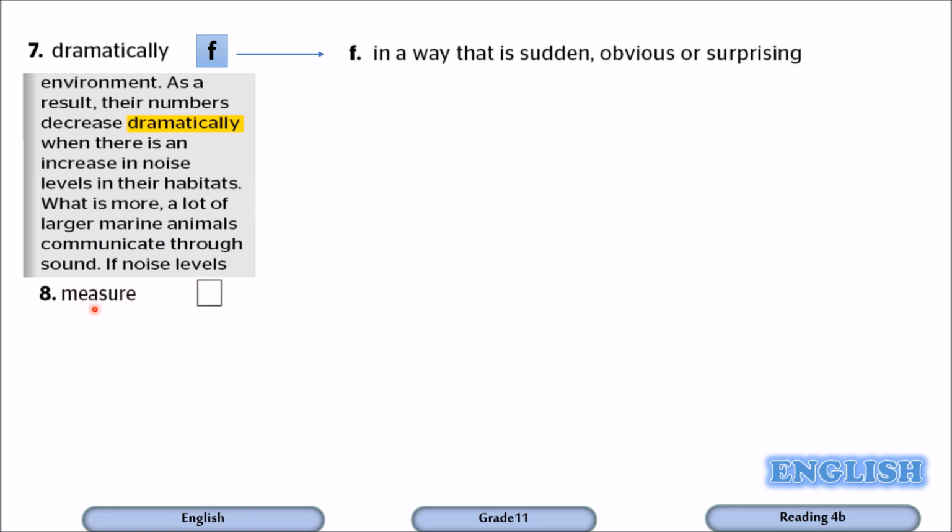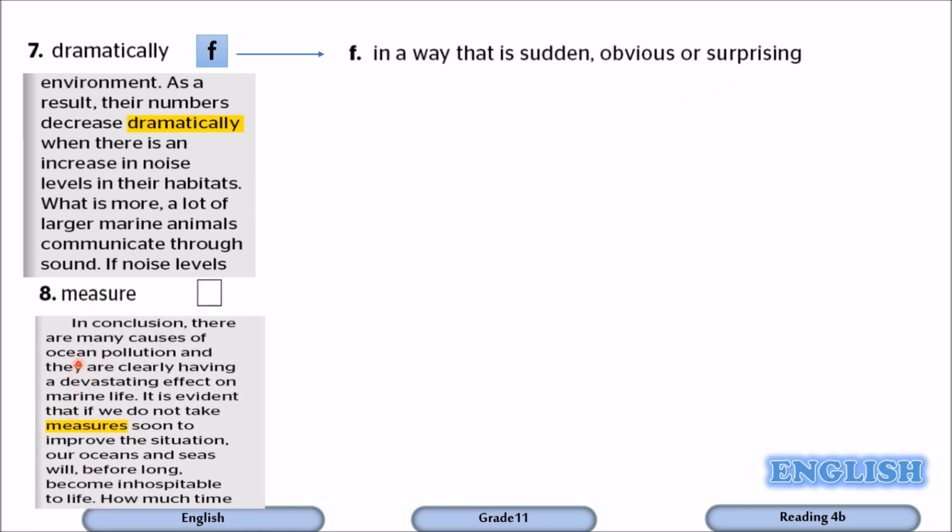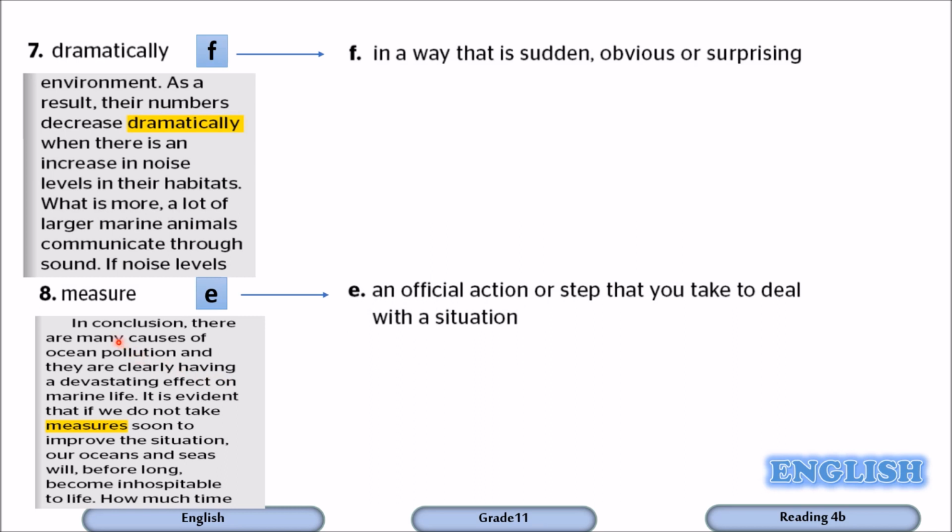Let's move to number 8 and the word measure, and let's read it from the text. In conclusion, there are many causes of ocean pollution, and they are clearly having a devastating effect on marine life. It is evident that we need to take measures, to take action, so it goes with E. And let's read the definition. Measure: an official action or step that you take to deal with a situation.